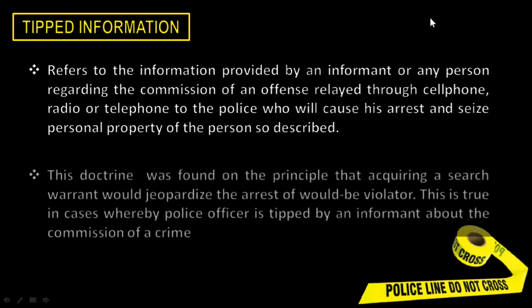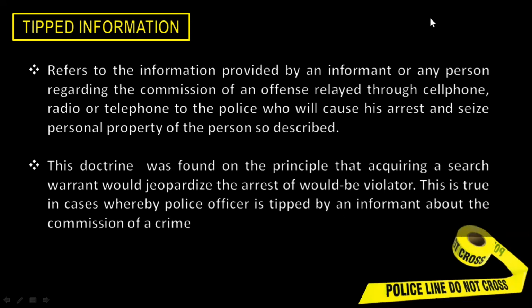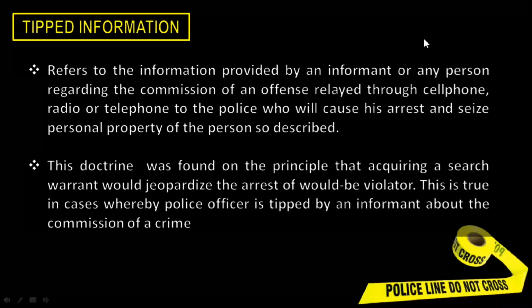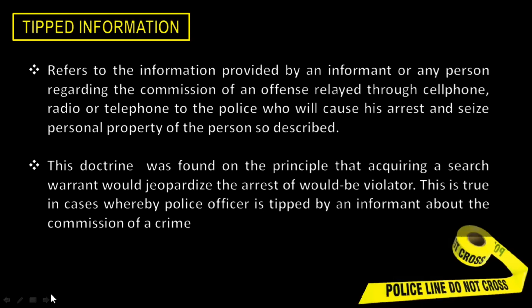So this doctrine was founded on the principle that acquiring a search warrant would jeopardize the arrest of would-be violators. So this is true in cases whereby a police officer is tipped by an informant about the commission of the crime.